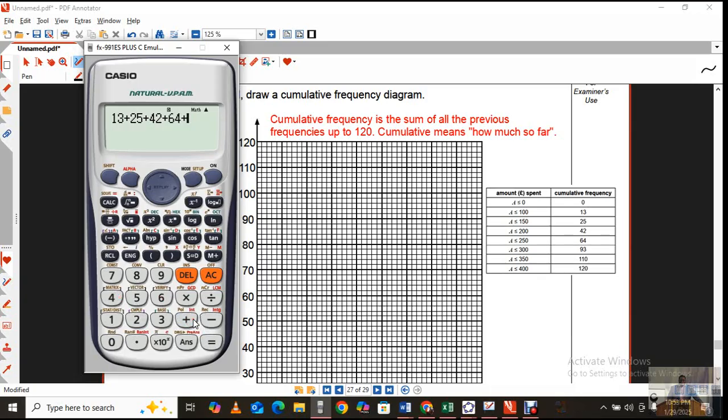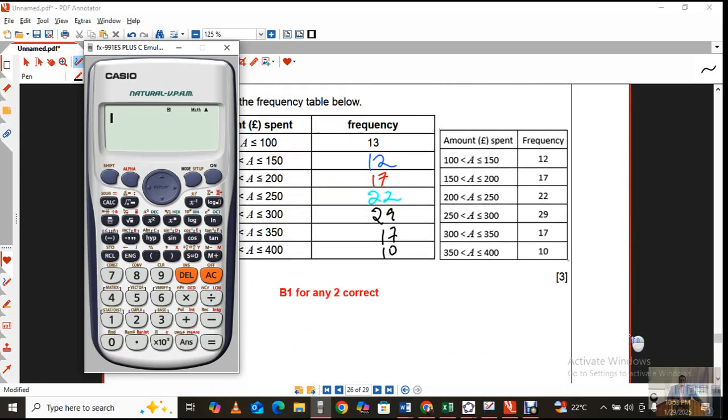plus 93, plus 110. Okay, it's not the way I'm looking for it. They should add up to 120. The ones that add up to 120 is obviously this one.